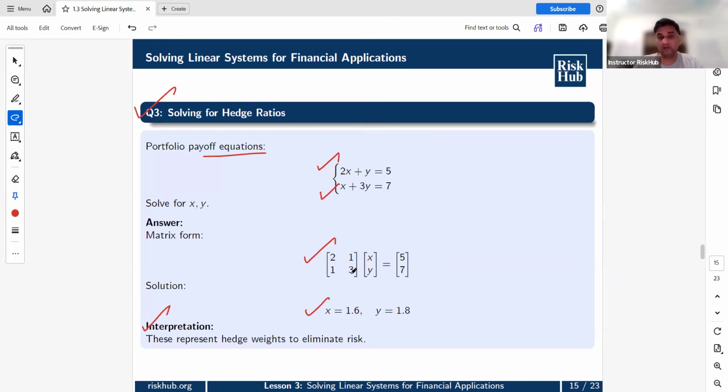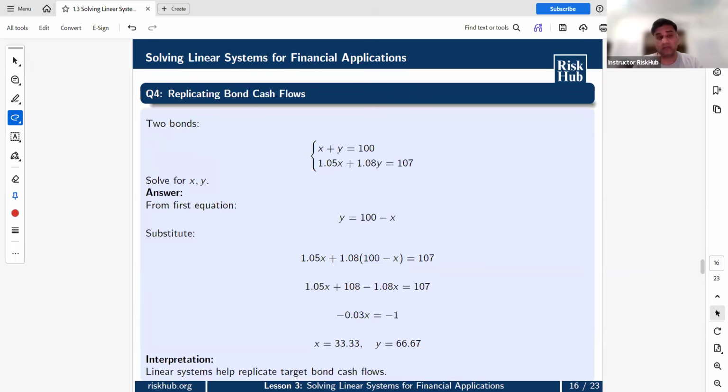Right? Which we need to know. Okay. Then we have your 16, right? Replicating the bond cash flow, we enter into your fixed income engineering. This is again a core institutional finance.